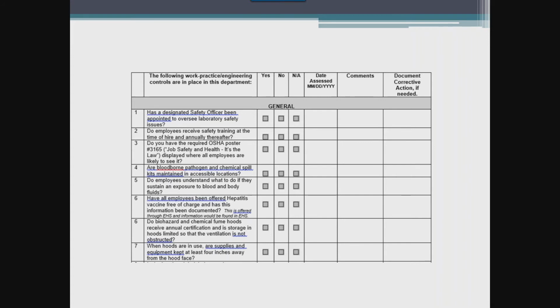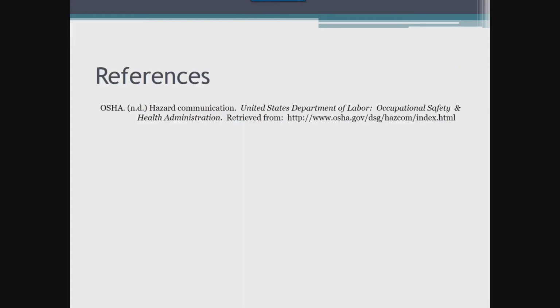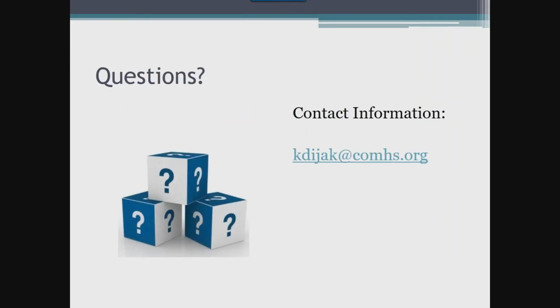Again, we try to assign this to different people so that we get a different perspective of it each year or each quarter, depending on which assessment we're looking at. Oh, and this just lists my references.